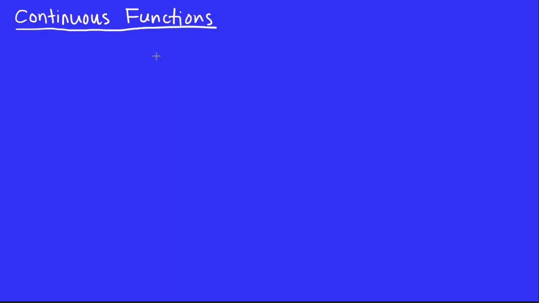Alright, in this video we're going to talk a little bit about continuous functions. What does it mean for a function to be continuous at a point? Well, I'm going to first give a definition that's kind of informal, but it's easy to understand. And then after that, I'll give a definition that's mathematically rigorous, but it'll require a little bit more explanation to understand what it means.